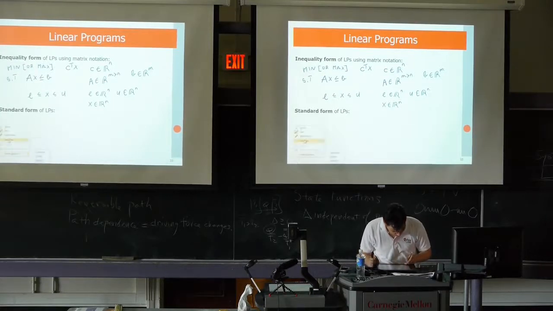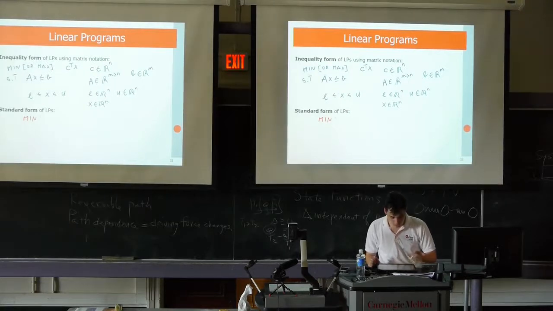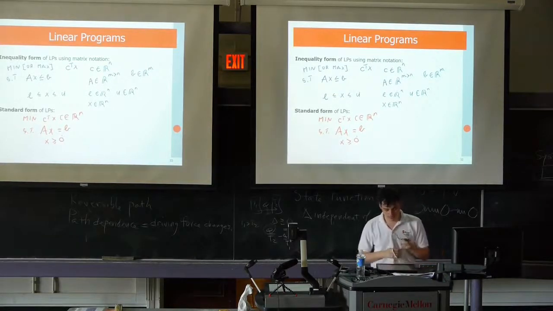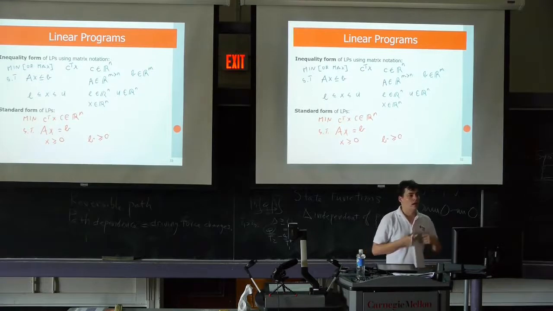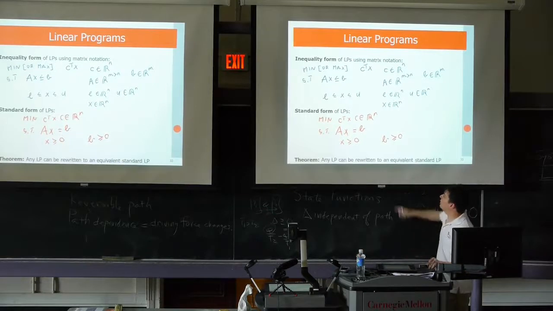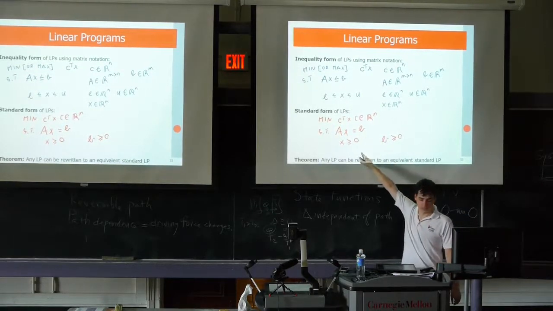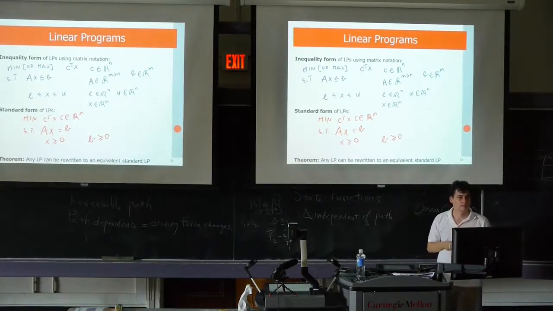And the standard form of linear programs says that we want to minimize. So in standard form, we always want to minimize c transpose x, where again c is in the n-dimensional Euclidean space, such that A times x equals b. So it's strict: it's not an inequality, it's an equation. And we have the other constraint that x is non-negative. Sometimes people also require, but it's not always the case, that the vector b is non-negative as well. Is it clear what we mean by the standard form of LP? And the theorem that we have is that any linear program can be rewritten into this form. How trivial is this?